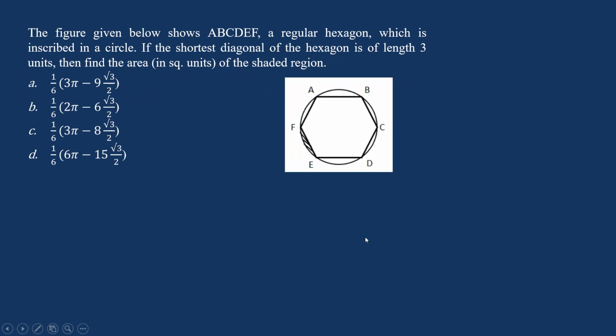Okay. Now, in hexagon, the question says that the shortest diagonal of hexagon is 3 centimeters long, or 3 units long. So let's assume that this is the shortest diagonal. Clear? Now, if this is the shortest diagonal, it's a regular hexagon. These two sides are equal. That means this is an isosceles triangle. I drop a perpendicular to the unequal side. So this bisects my base. So this becomes 1.5 and this also becomes 1.5.